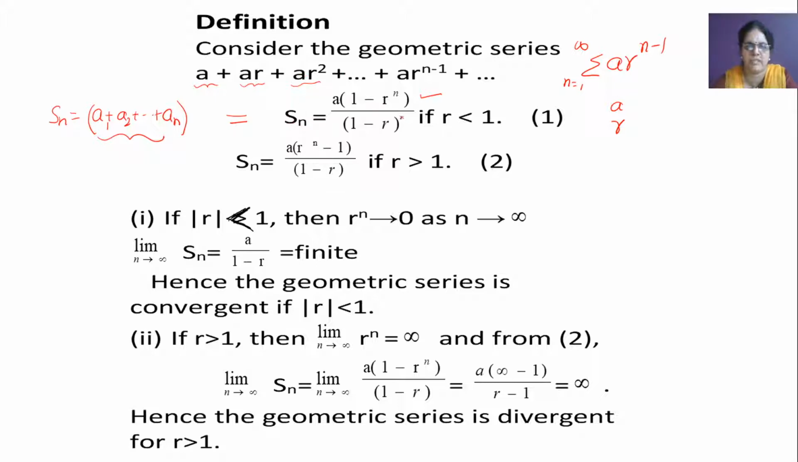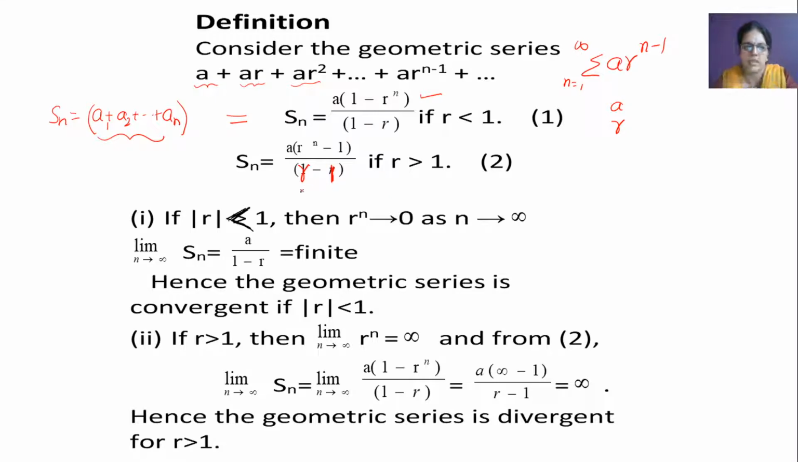So in this case it is also equal to the sequence of partial sums, that is the sum of first n terms of this series. And if r is less than 1, 1 minus r power n or 1 minus r is positive, so we take it as 1 minus r. And if r is greater than 1, we take it as r power n minus 1 divided by r minus 1.